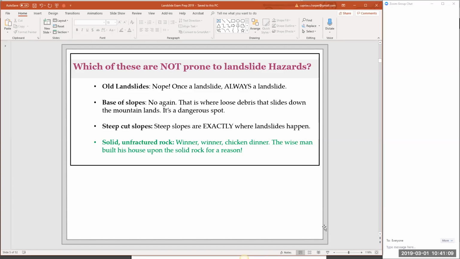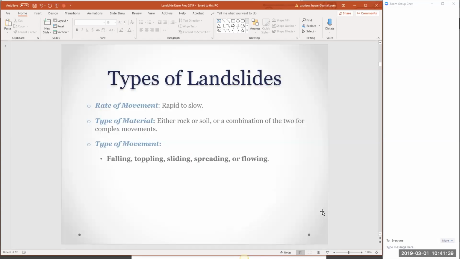That's where loose debris accumulates, and the bottom of a hill where things like to roll down. So that's a dangerous place. Steep cut slope, anything above that key number, 34 degrees. But solid unfractured rock, that's a good place. That's where the wise man built his house, upon the rock, and it'd be a good place for us to build our houses as well, both, you know, spiritually and physically.